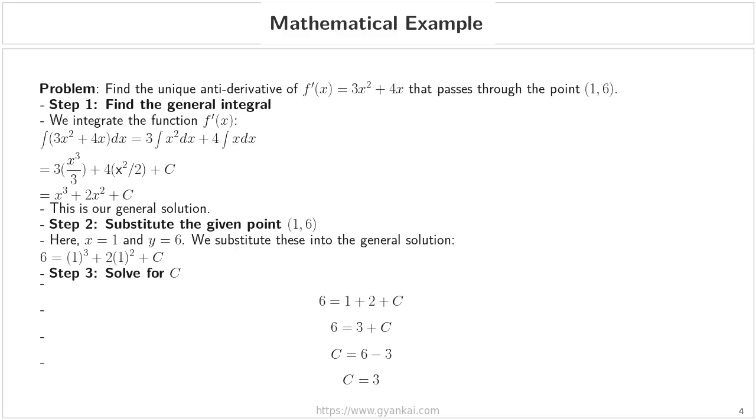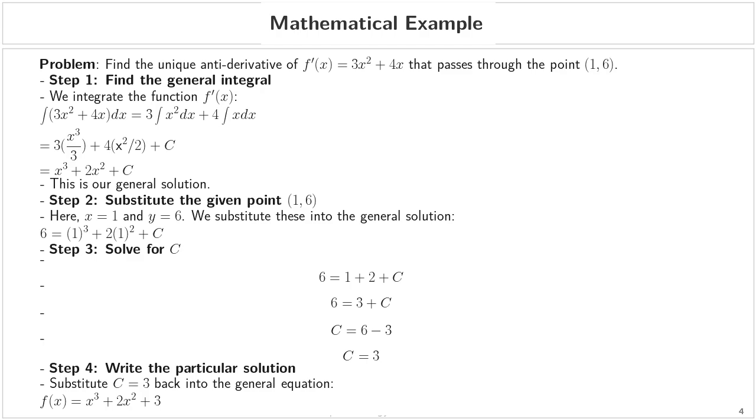Step 3. Solve for c. Let's simplify this equation. 1 cubed is 1 and 2 times 1 squared is 2. So we have 6 equals 1 plus 2 plus c, which simplifies to 6 equals 3 plus c. To isolate c, we subtract 3 from both sides of the equation, giving us c equals 6 minus 3, which equals 3. So, we've found the value of our constant of integration.